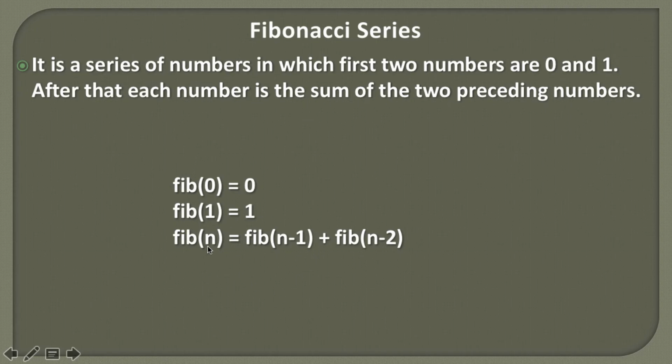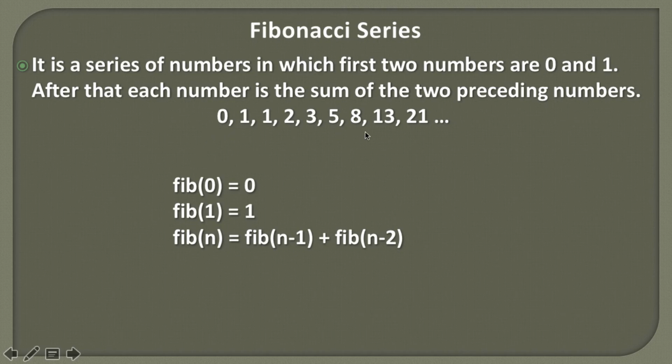So let's say I want to calculate the nth Fibonacci number. In order to calculate it, I can simply do the sum of the n-1th Fibonacci number and the n-2th Fibonacci number. Which means we are simply doing the sum of the two preceding numbers and getting the current number.